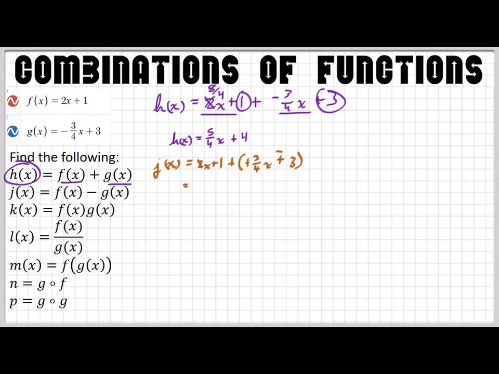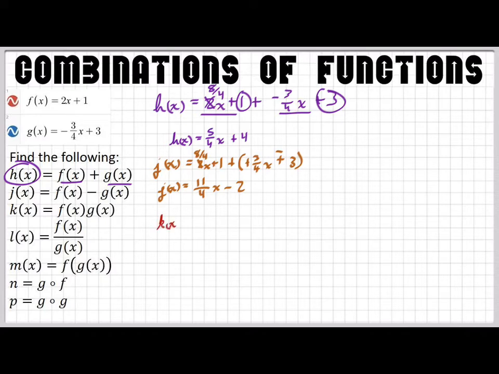So this is 8 over 4, and I'm adding 8 over 4 to 3 over 4, so that's going to be 11 over 4 x, plus, and then we have positive 1 and negative 3, so actually I can write negative 2. So that's my j function. All right. What does my next function look like? That's the k function.